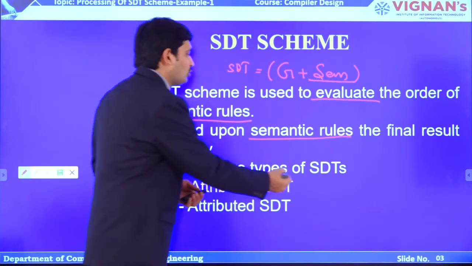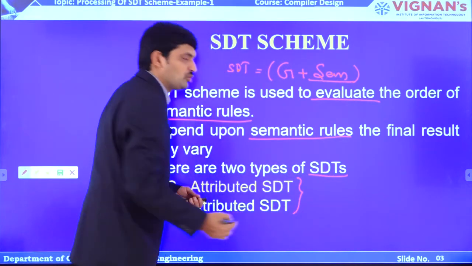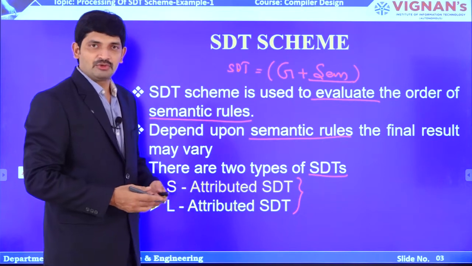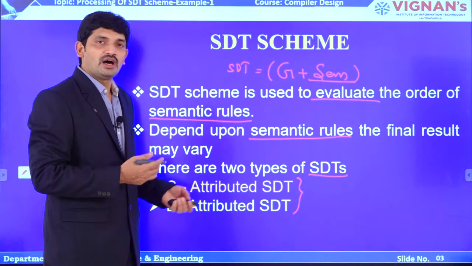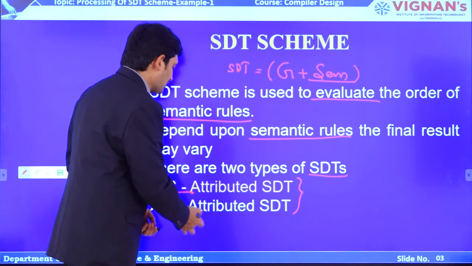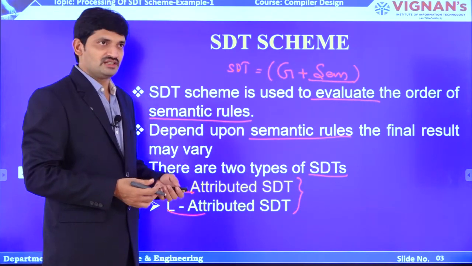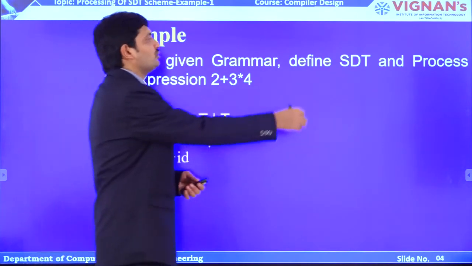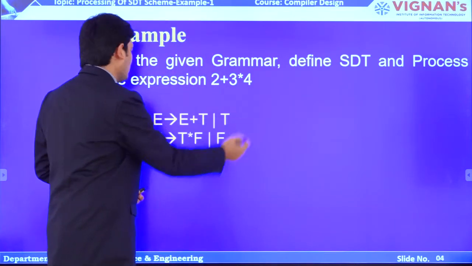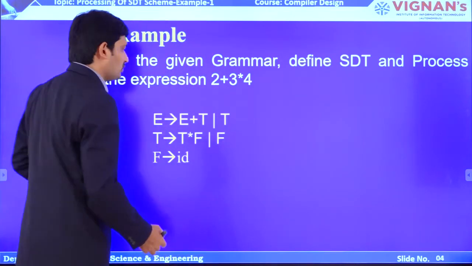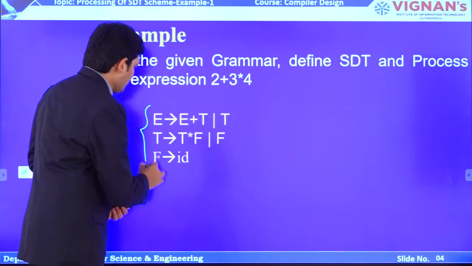And there are two types of SDT. We already studied the two types, S attributed SDT and L attributed SDT. We are going to show how these S attributed and L attributed SDTs are used in the evaluation order of SDTs. For this given grammar, we are going to define the SDTs and process the expression 2 plus 3 into 4. We are going to attach the semantic rules.